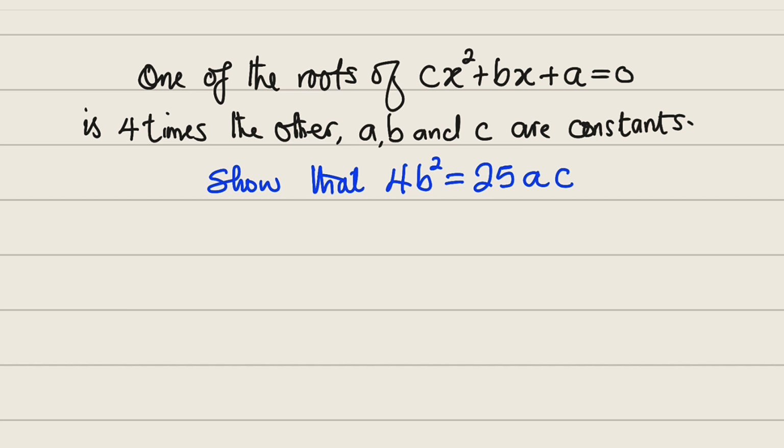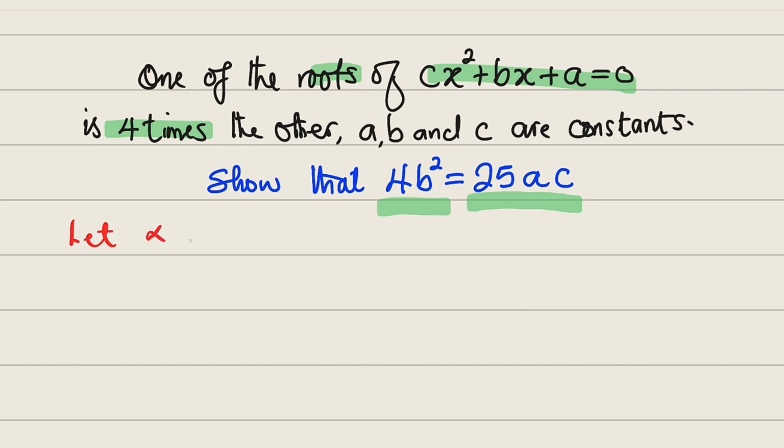Here is another question related to quadratic roots. It says that one of the roots of this quadratic equation, cx squared plus bx plus a equal to 0, is 4 times the other, where a, b, c are all constants. The question says we should show that 4b squared is equal to 25ac. Alright, now let us begin.